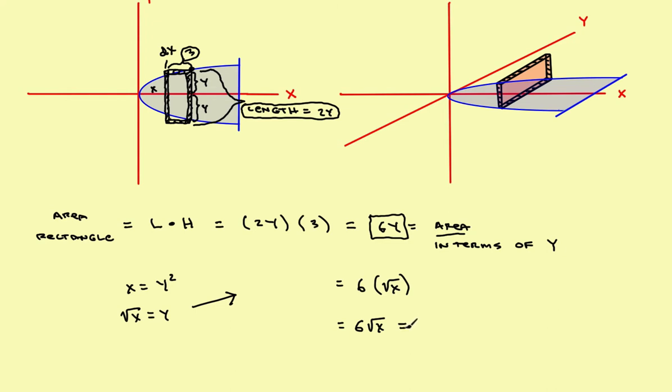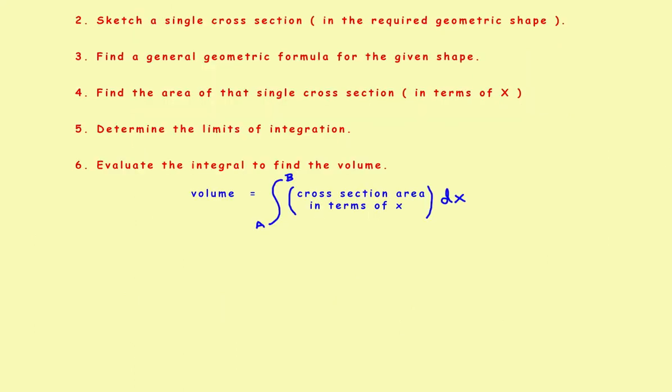I'm going to change that into 6 times x to the 1/2, and this is going to be the area of the cross section. This is important: it's all in terms of x. So now you've got the area of the cross section in terms of x, and step 4 is completed. Let's go back and take a look at our steps. You've got step 4, the area of the cross-section in terms of x.